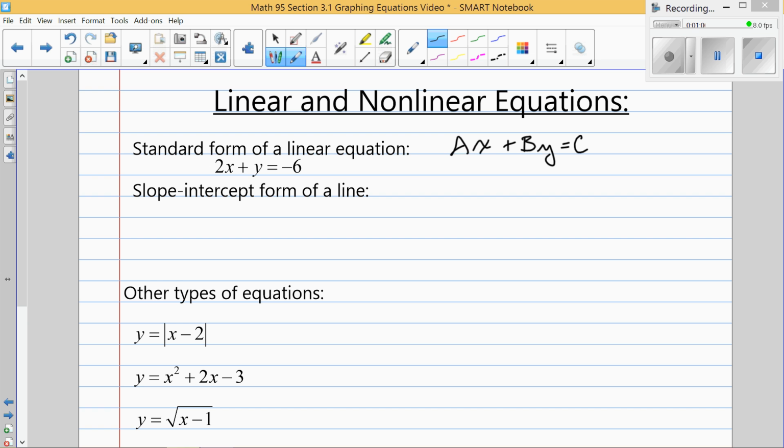A, b, and c are capital in this case, which means they are typically integers, which means whole numbers. We can't have any decimals or fractions when a, b, and c are integers. And also, something else to note is that a is typically positive.